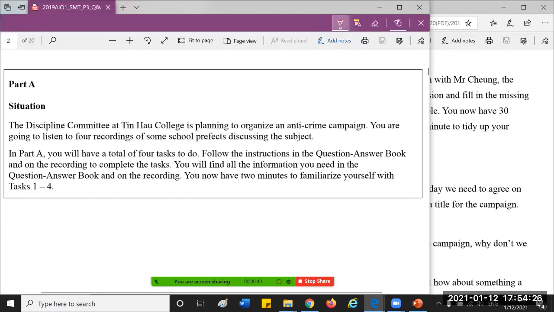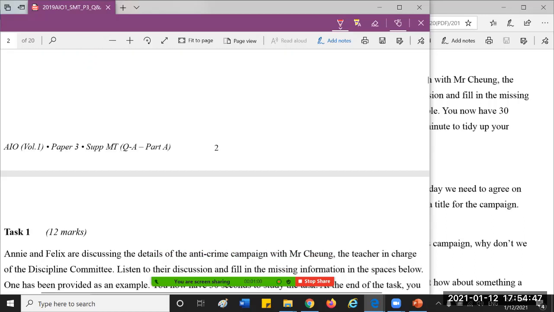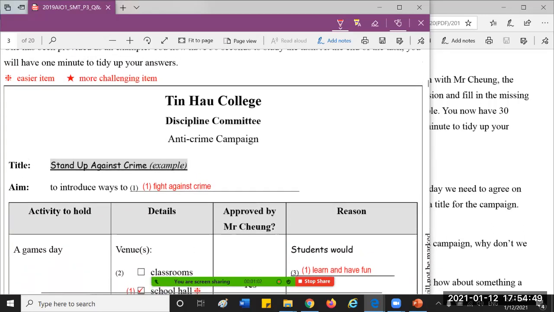Okay, so let me get the pen. It's about the discipline committee. Tin Hau College is planning to organize an anti-crime campaign. You are going to listen to 4 recordings, 4 tasks to do. Okay, good. Let's go. All right, so let's have a look at the answer.